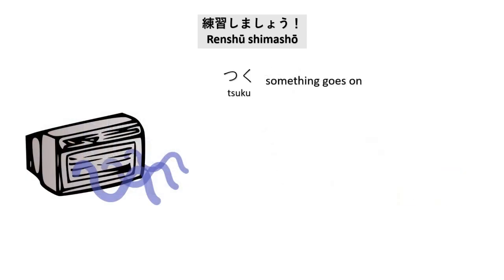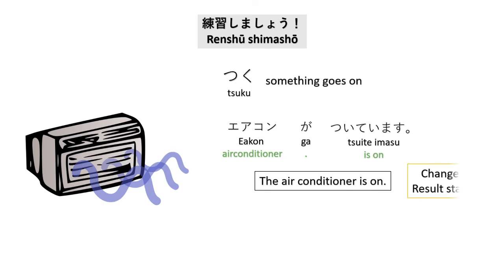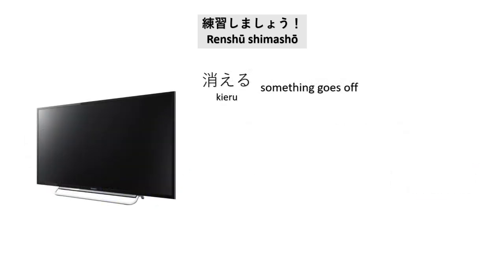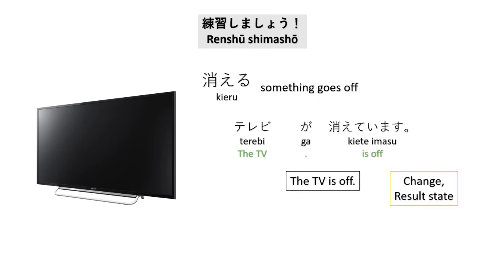Something goes on. Tsuku. Something goes on. So in this case, we have eakon ga tsuiteimasu. The air conditioner is on. From being off, now it is on. Kieru. Something goes off. In this case, we have the TV. Terebi ga kieteimasu. The TV is off.